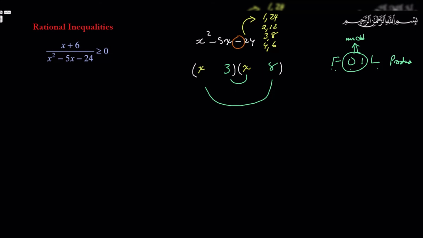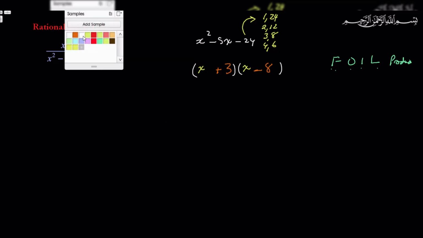This one being negative tells us that the two signs that go over here are going to be different, right? And this negative sign here tells us that the bigger product is going to be negative. The bigger product is 8x, and that's going to be negative. So I'm going to put a negative 8 over here and a positive 3 over here, because then the bigger product is negative 8x, and they'll add up to this. So this is how you factor this particular expression.